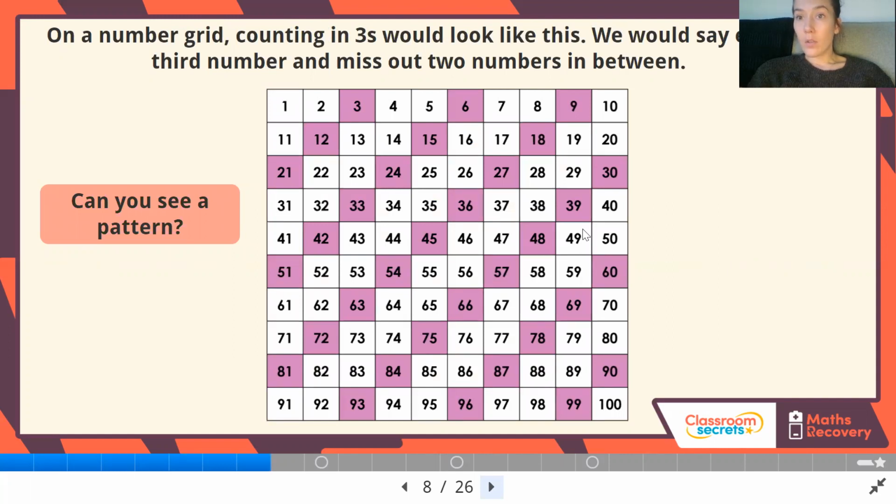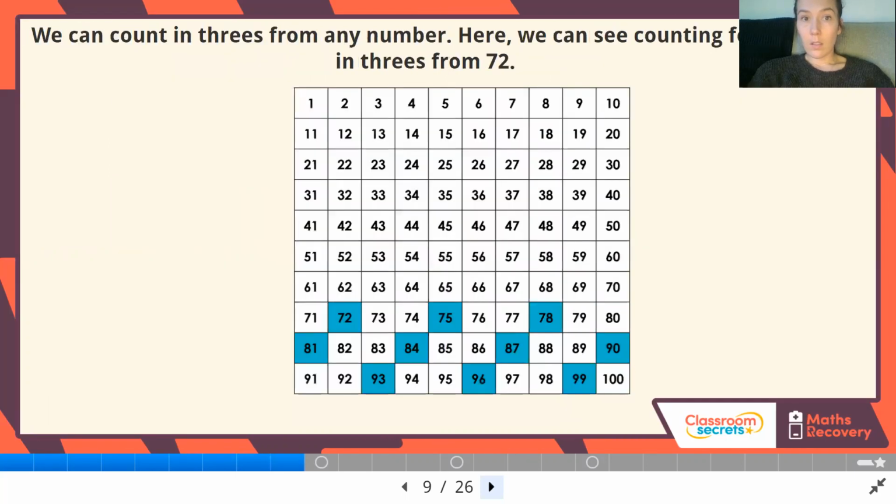As with all number sequences, we try and look for patterns. If you have your splat square or your number square, we can see the pattern that emerges. The pattern when you're looking at counting in 3's is actually really nice because it goes down in lines here and there and there. And you can count in 3's from any number. So starting at 72, and this is counting up in 3's as well.